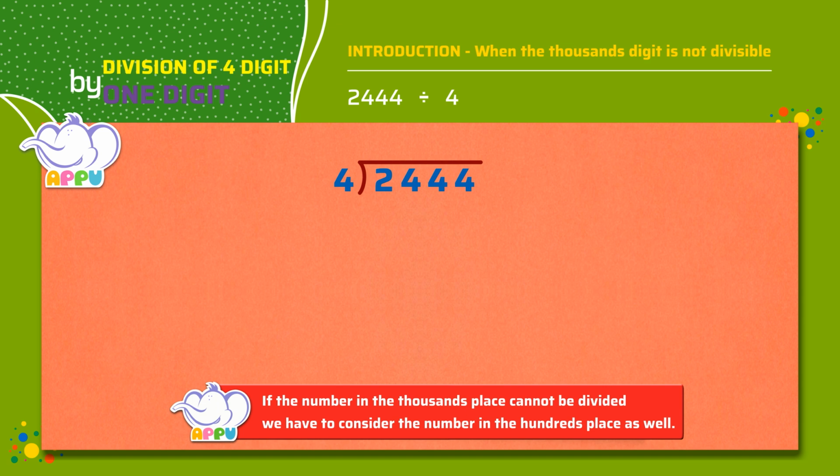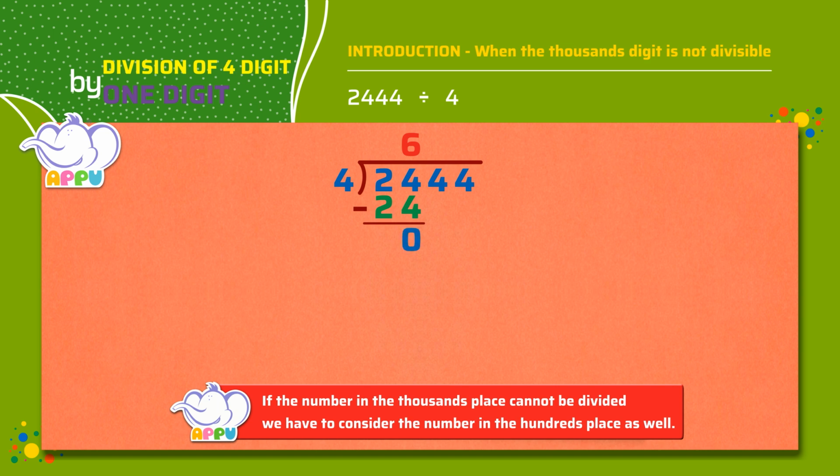Step 1. We cannot divide 2 by 4 since 2 is smaller than 4. So we consider the hundreds digit as well. We figure out how many 4's it takes to make 24, which is 6. Step 2. We multiply 4 and 6, we get 24. Step 3. We subtract 24 from 24, we get 0.